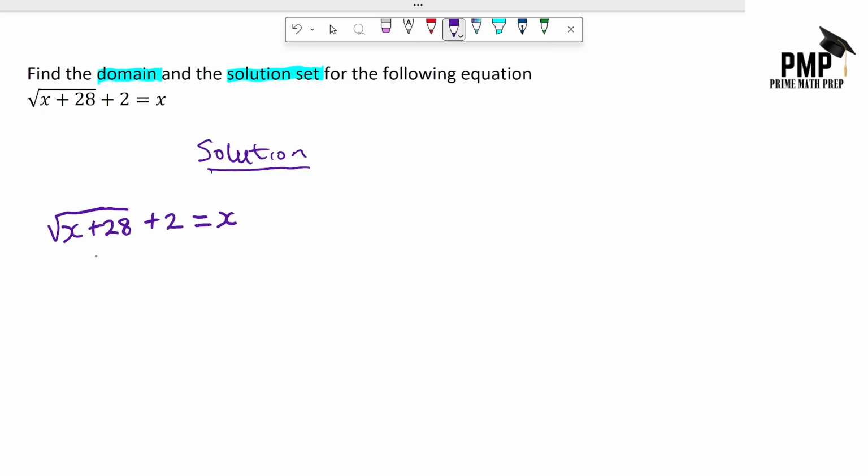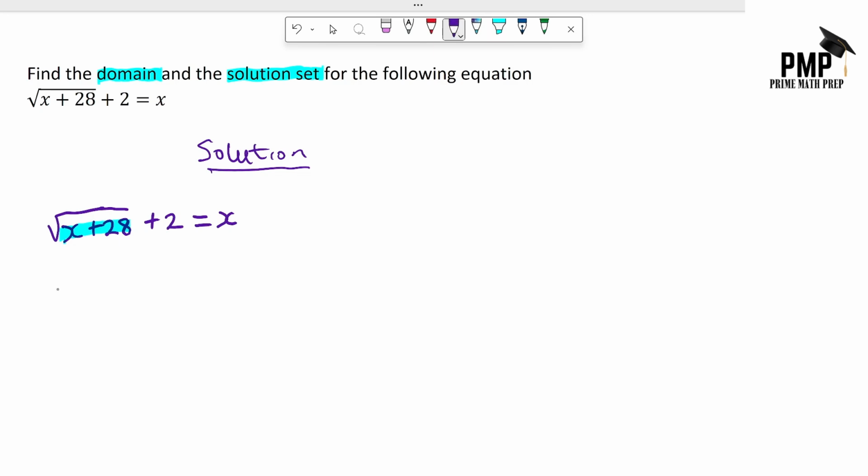Whenever I see this kind of question, especially questions that have square roots, the first thing I do is pause. I ask myself one question: what values am I allowed to use? And that is what domain is telling us. What values of x am I allowed to use in the whole of this equation, not just the radical? So what do we do? This equation has a square root.